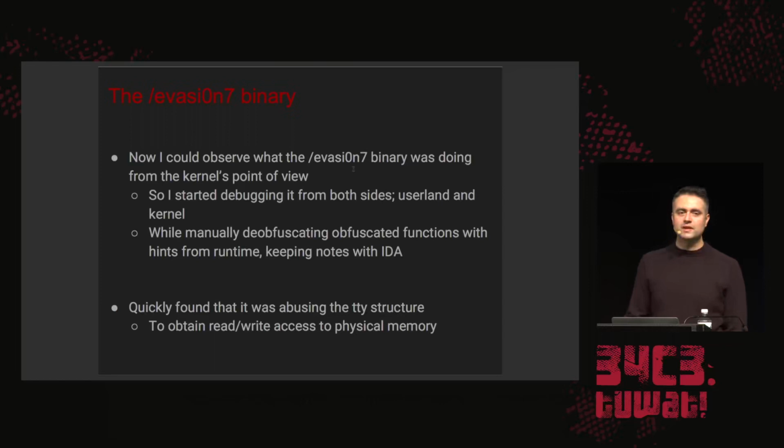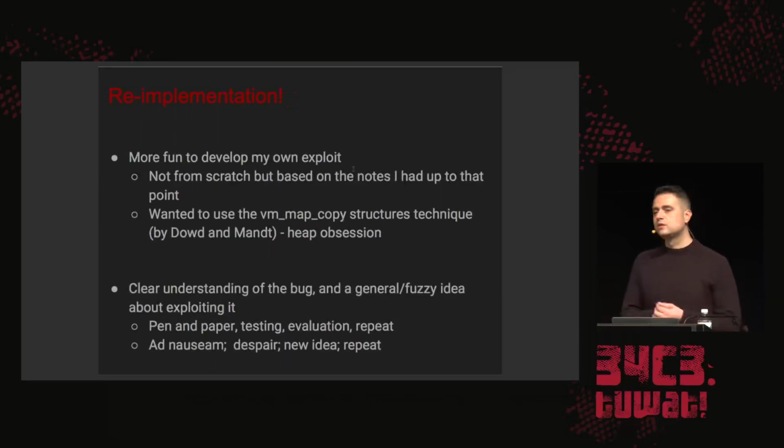I was expecting something like what they did in the iOS version 6 jailbreak, where they did a lot of heap manipulation, and that's my interest actually, heap exploitation. So at that point, I decided to stop reversing it and re-implement the exploit the way that I wanted to do it. Obviously that wasn't work from scratch. It was from everything that I understood up to that point. And what I really wanted to use was the vm_map_copy structures technique by Dowd and Mandt. I'm going to explain in the following slides how it works.